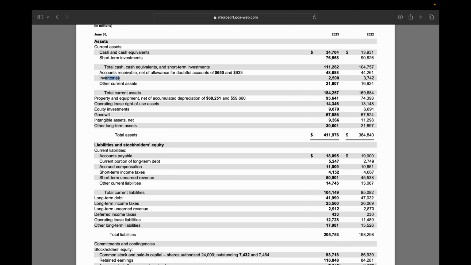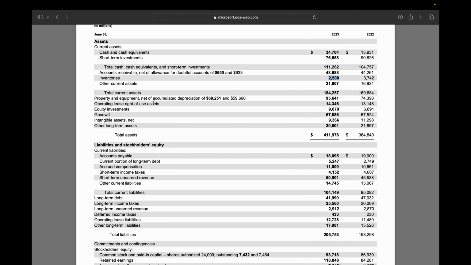Next is inventories. Inventories are pretty self explanatory. Microsoft here has inventories of $2.5 billion. Now, how do you look at inventories? When it comes to inventories, you want to see how the levels are shifting. Are they increasing too much, too fast? That could mean that the company may have issues selling their stuff as fast as they expected it to sell. That's not a great sign.